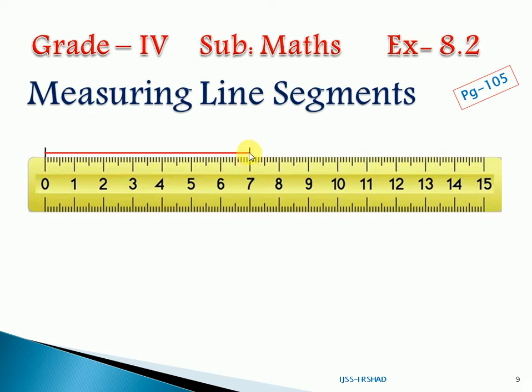So here in the given case, the other end is coming on the 7 mark of the scale. That means we can say the length of this line segment is 7 centimeter. You can write here 7 centimeter.